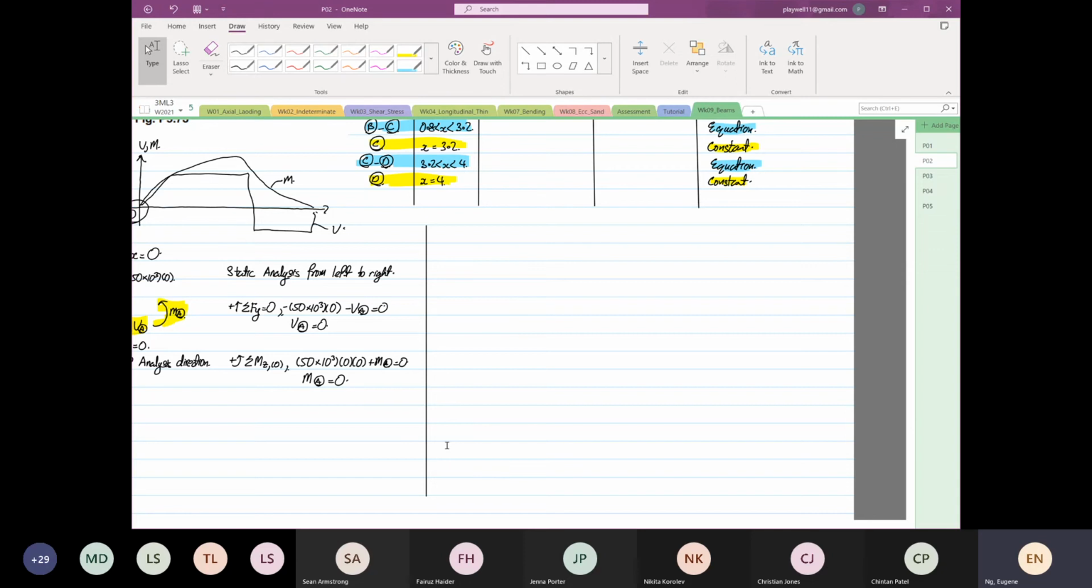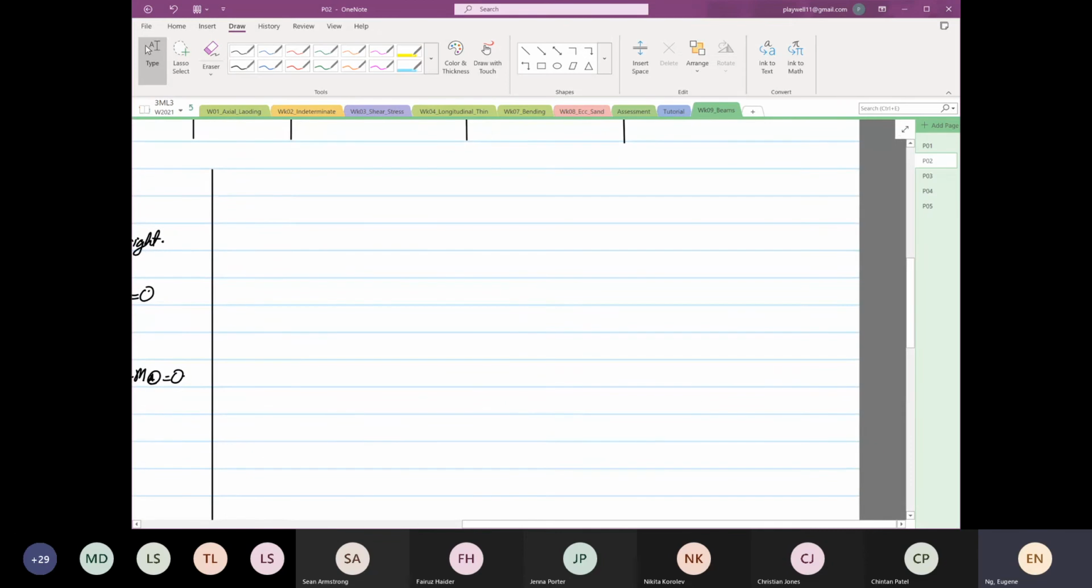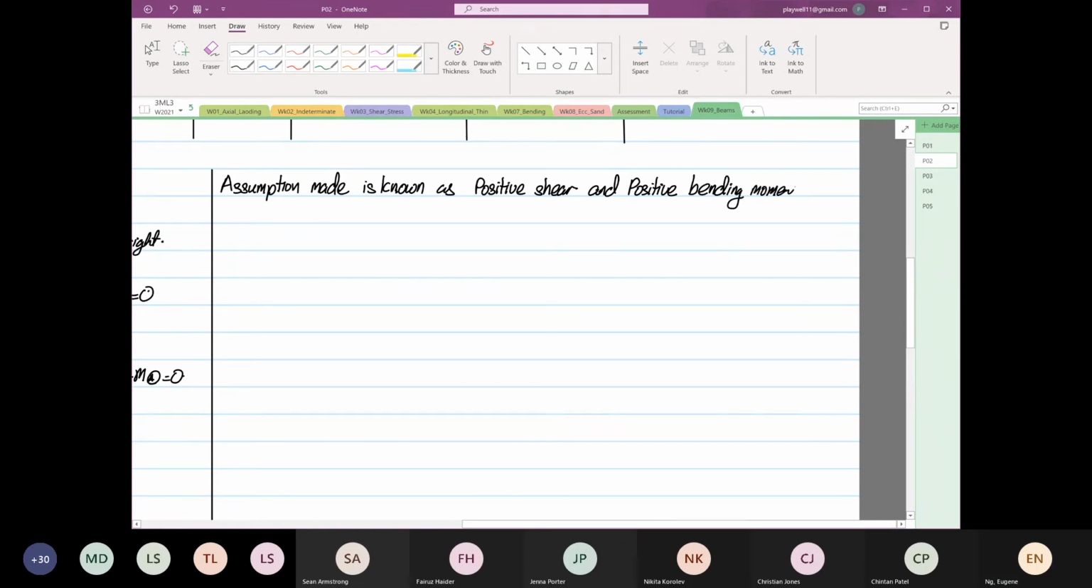probably I would boldly say this: you have seen it before, you have forgotten it, or the professor, when you were doing your education, just said apply it this way and move on. Okay, right? Why is it? Because of the assumption made, which is known as positive shear and positive moment, or positive bending moment, notation.